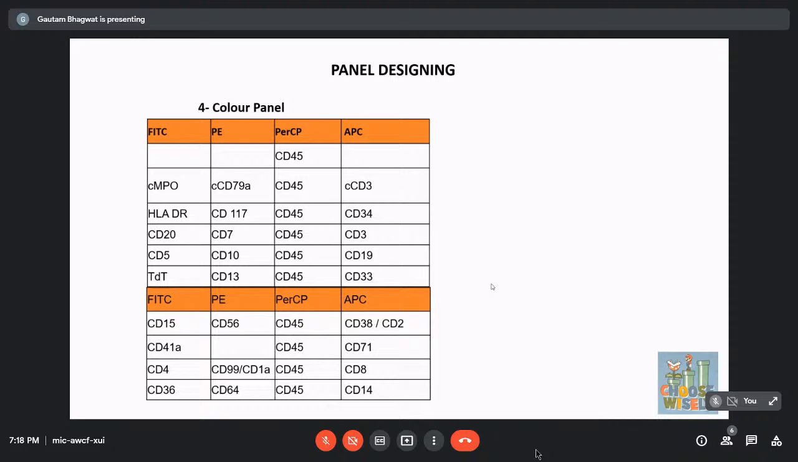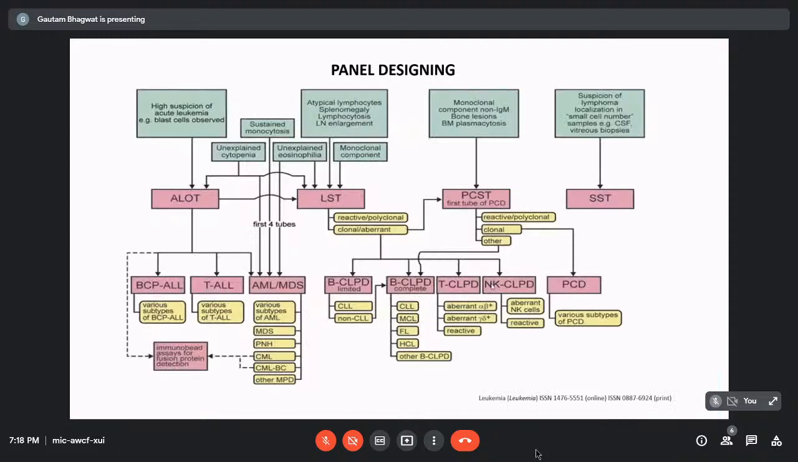Now, each lab can design their own panels, or the panels are available in so many papers. And one of the panels which I got to know when I was in Spain, Salamanca, was the Euroflow panels. They have a very beautiful panel designed, and they have put in lots of efforts designing this.